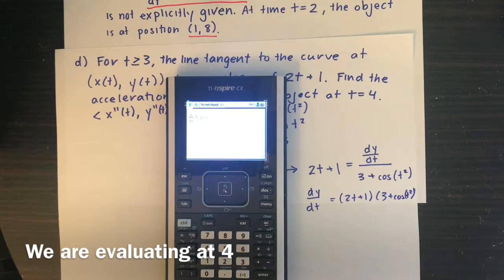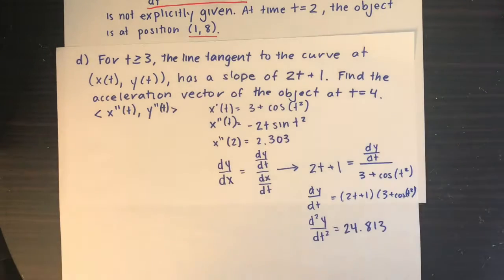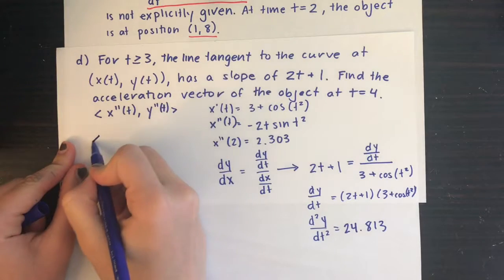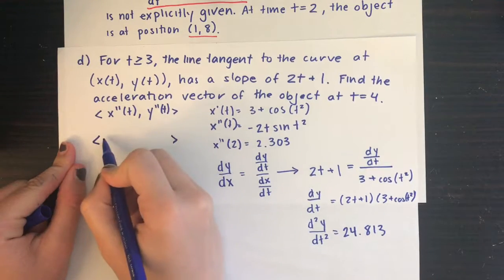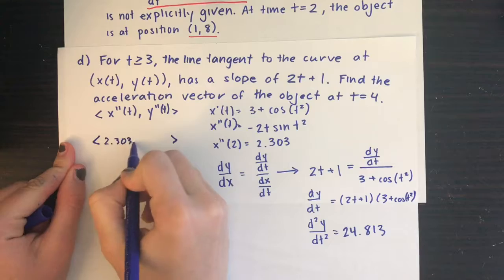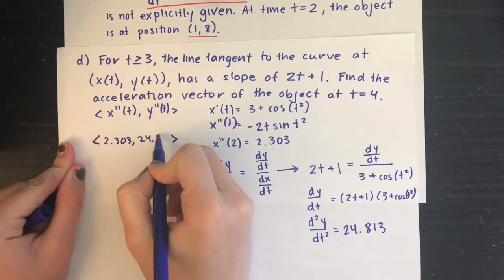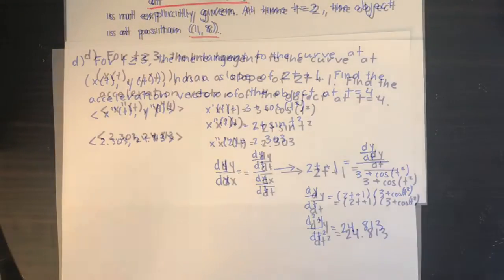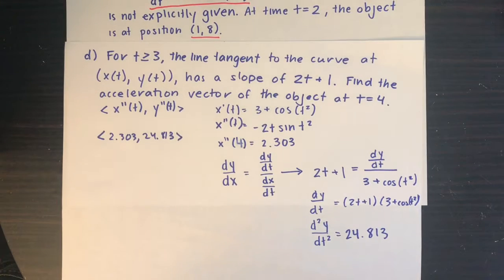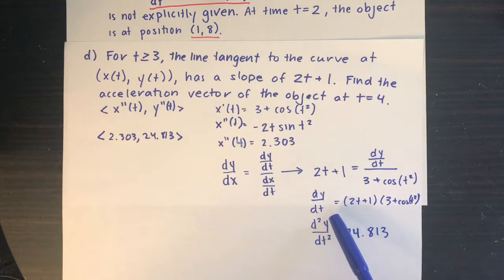And so now you can just plug in your equation that you have here for dy over dt to evaluate the double derivative. Using this method, I found that the second derivative is 24.813. So now we can create our acceleration vector, which would be 2.303, 24.813. And there you have it. Points are earned on this problem for correctly evaluating x double prime of 4, for finding dy over dt, and for achieving your final answer.